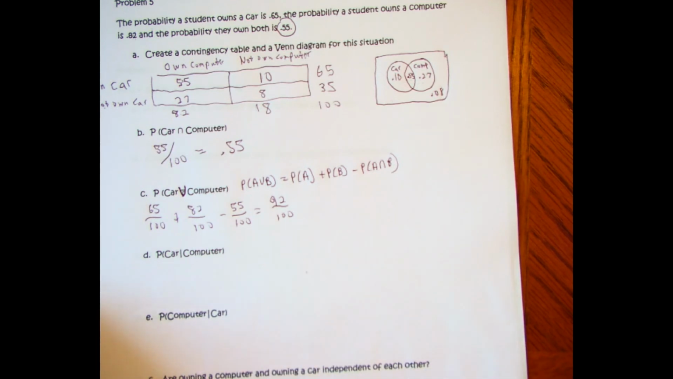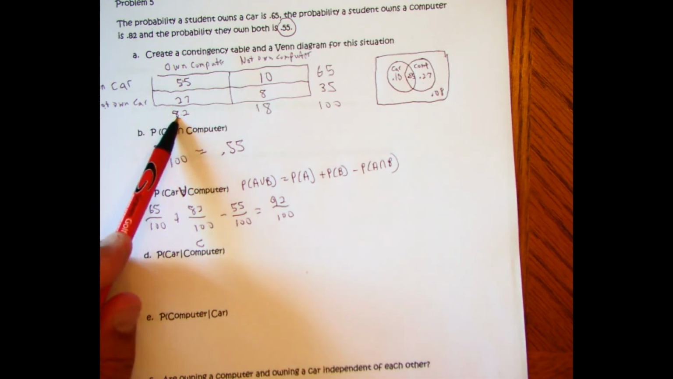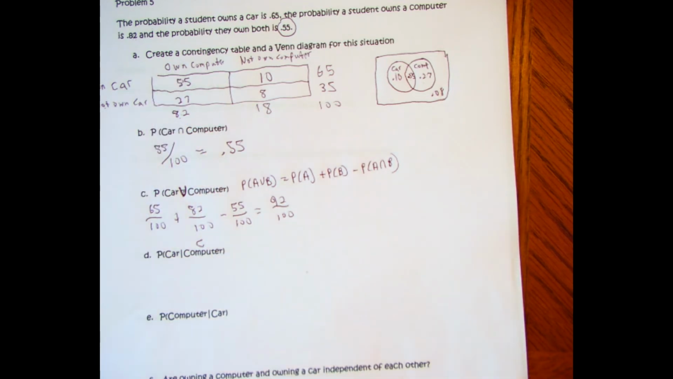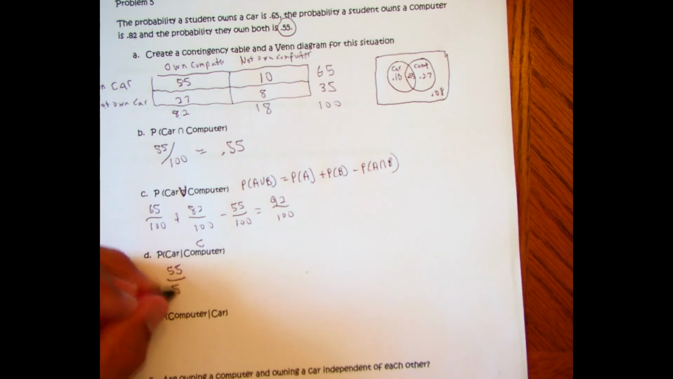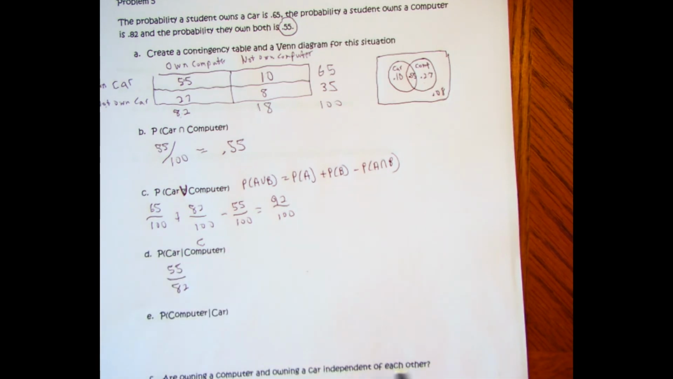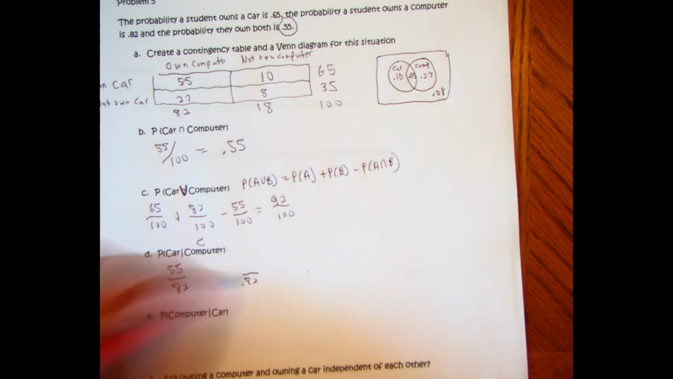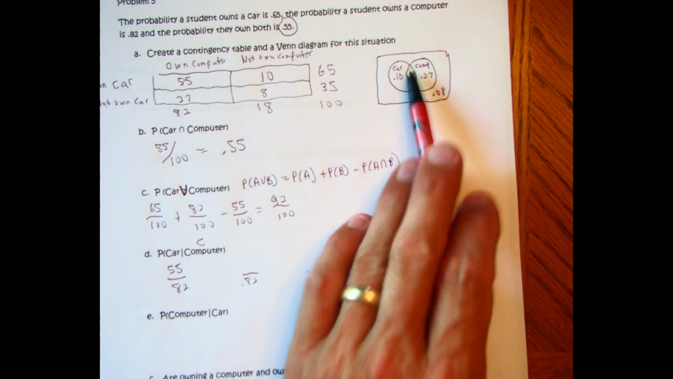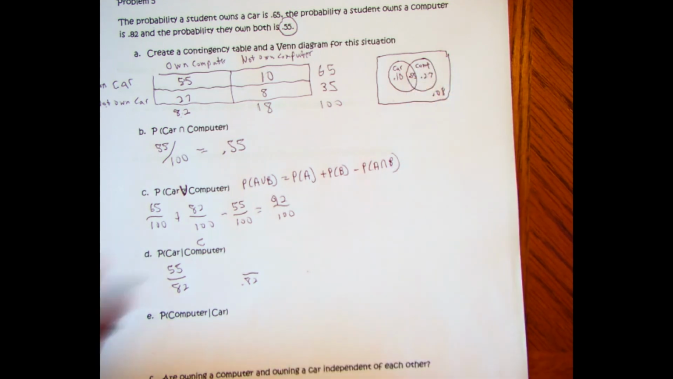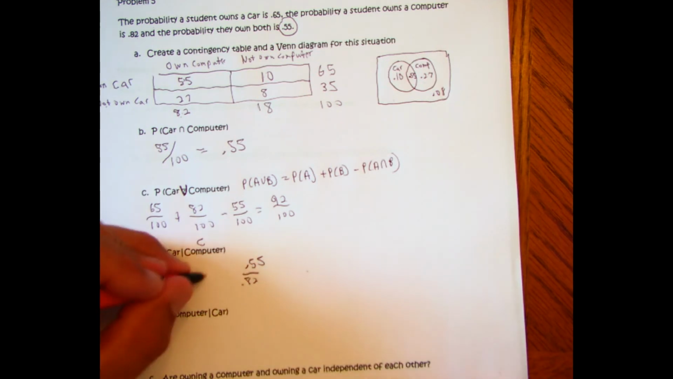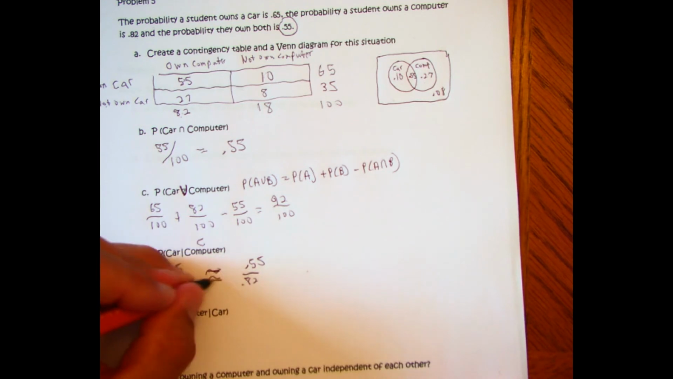Okay, so car, given that it's a computer, that's the condition. So I look at my contingency table. How many own a computer? 82. Of those 82, how many of them own a car? 55. If I do it with the contingency table, the percent that own a computer is right there. That's 0.82 on the bottom. And of those 0.82, what percent own a car? That would be 0.55. So you can see we're really doing the same thing, but we're just doing it with decimals. Okay, so those two are equal. Actually, not approximately, they are equal.